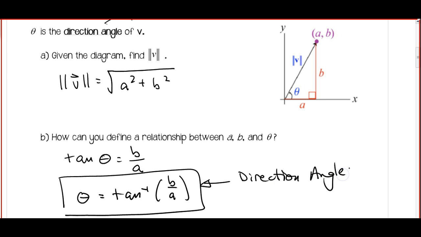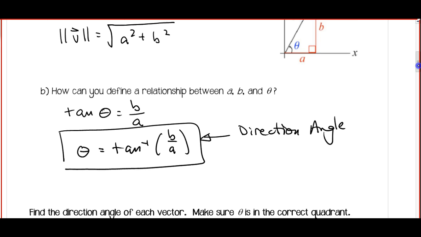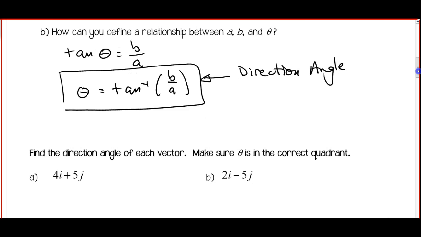And I want to caution you also, make sure that you are aware of what quadrant you're in, because your calculator typically will only give you an answer in the first or the fourth quadrant, and you may need to interpret that if you're in the second or the third quadrant. And then also, since it will give you that answer in the fourth quadrant, it's going to give you the negative angle, so you'll have to subtract the absolute value from 360 to get the positive direction angle.